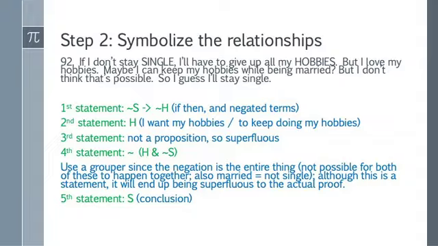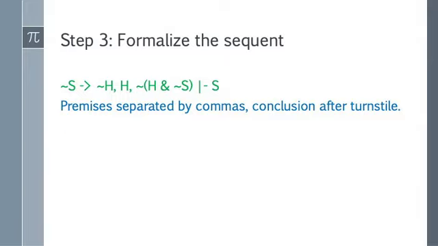The fifth statement is S, which is the conclusion, right? So I guess I'll stay single. Okay, taking all of those pieces, put them into your sequence. Not S, arrow, not H, H, not H and not S, and then S. The premises, of course, are separated by commas. The conclusion is after the turnstile.